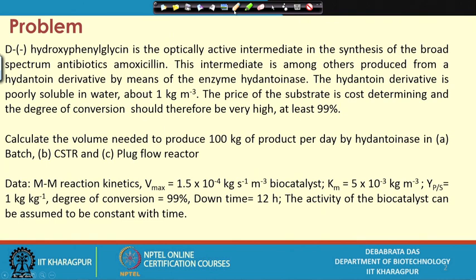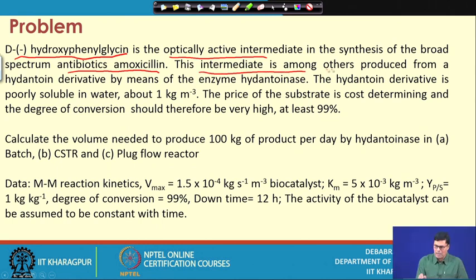Now, D-hydroxyphenylglycine, a complex molecule, is an optically active intermediate in the synthesis of the broad-spectrum antibiotic amoxicillin. In day-to-day life, doctors recommend a lot of antibiotics for curing different types of disease. One antibiotic that is largely used is amoxicillin, and this intermediate is, among others, produced from a hydantoin derivative by means of the enzyme hydantoinase. So hydantoin derivative is the name of the compound, the substrate.